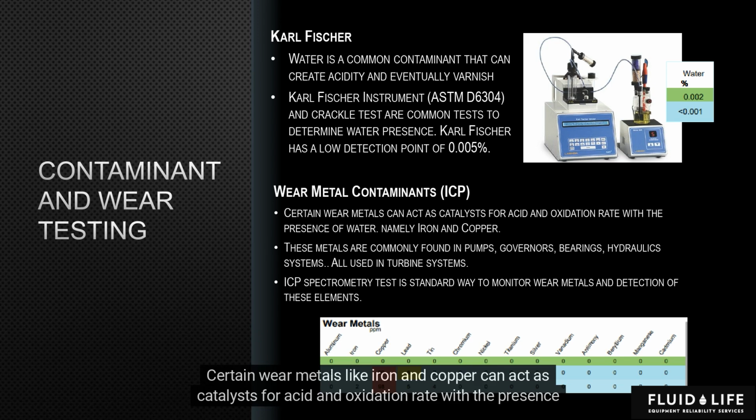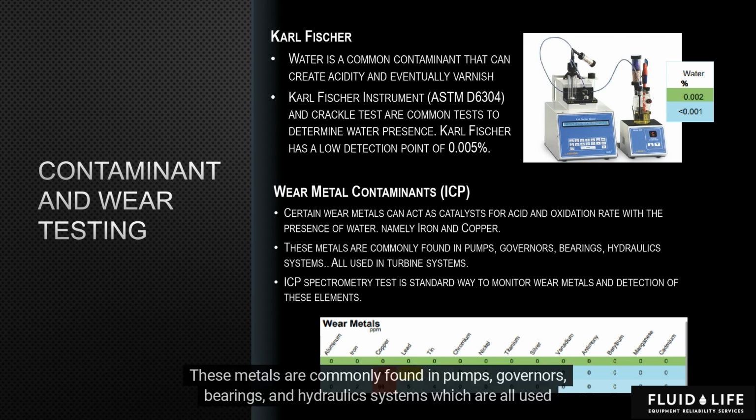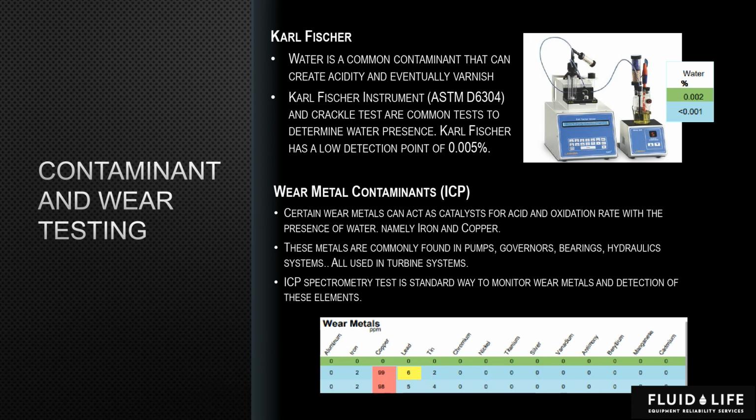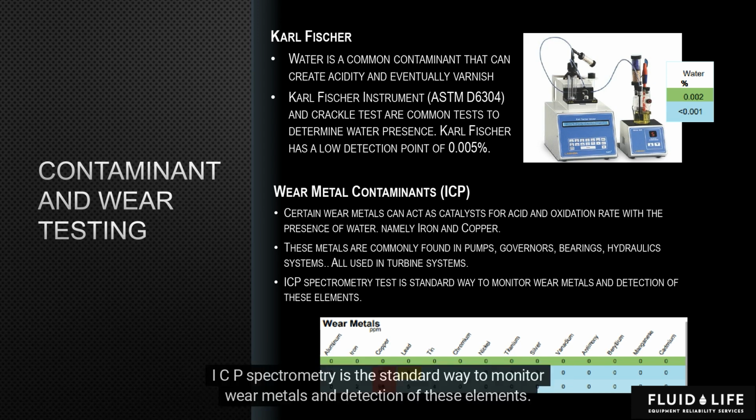Certain wear metals like iron and copper can act as catalysts for acid and oxidation rate with the presence of water. These metals are commonly found in pumps, governors, bearings, and hydraulic systems, which are all used in turbine systems. ICP spectrometry is the standard way to monitor wear metals and detection of these elements.